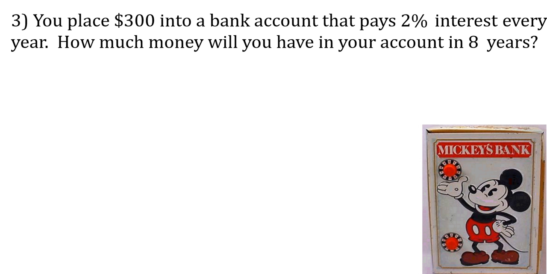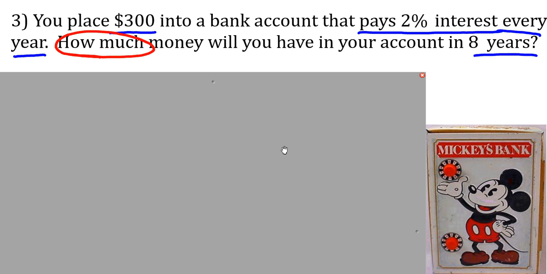Let's try this one. You place $300 into a bank account that pays 2% interest every year. How much money will you have in your account after 8 years? Well, what do we know about the problem? We're starting with $300 and it's paying 2% interest. If it's paying, does that mean it's increasing or decreasing in value? That means it's increasing in value, so we're going to be adding to our total. We know that for 8 years, we're going to let the account keep the money. That's our time period. We want to find out how much would be left.